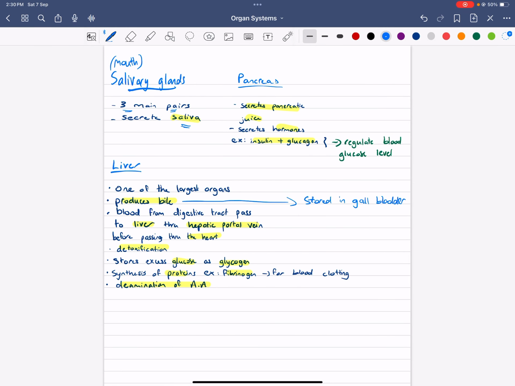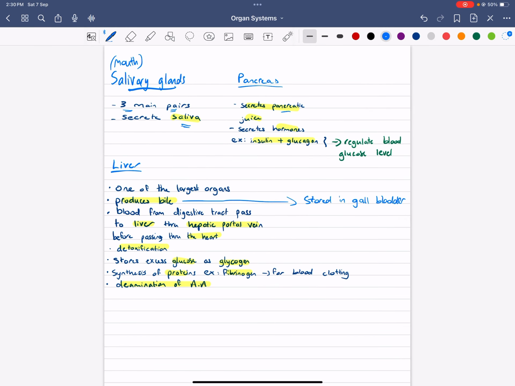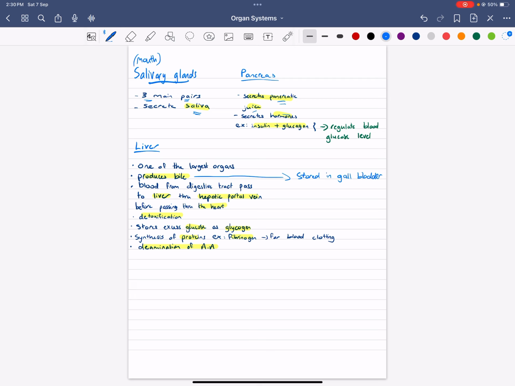After salivary glands, we have the pancreas. It secretes pancreatic juice, which contains the digestive enzymes and the sodium bicarbonate. It also secretes hormones, which are insulin and glucagon. And I'm sure you guys have heard them before, and they usually regulate blood glucose level.